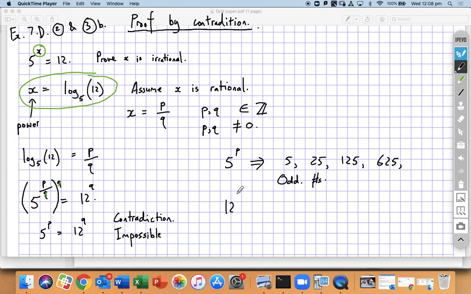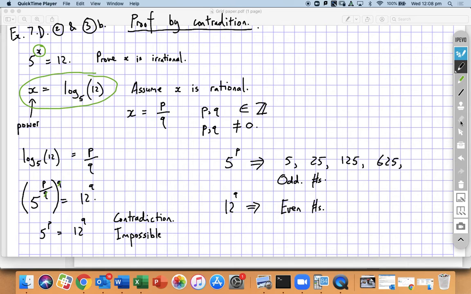Powers of 12, on the other hand, will be even numbers. And they won't end in 5 either. So they'll be even. And therefore, we have a contradiction. We're saying that an odd number equals an even number. That's out. Okay, so if it cannot be rational, it must be irrational.